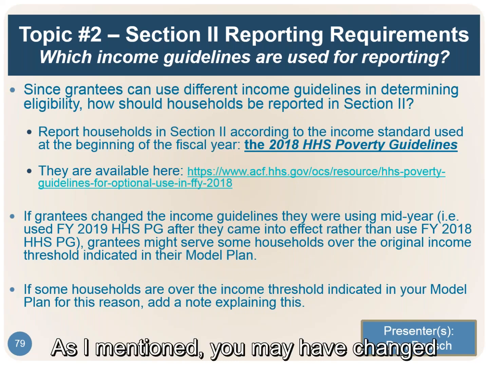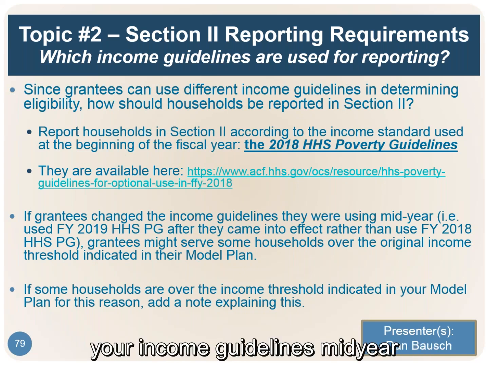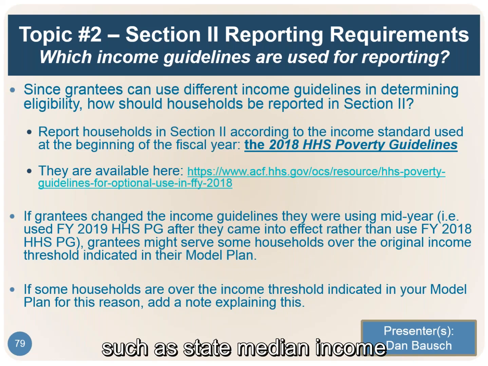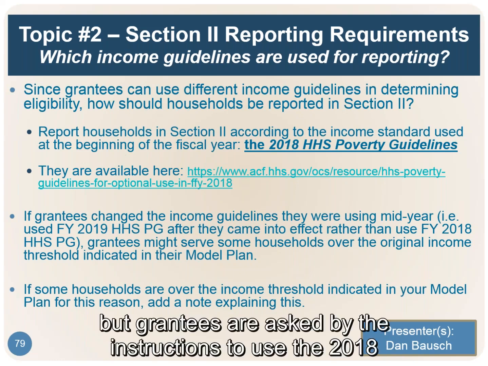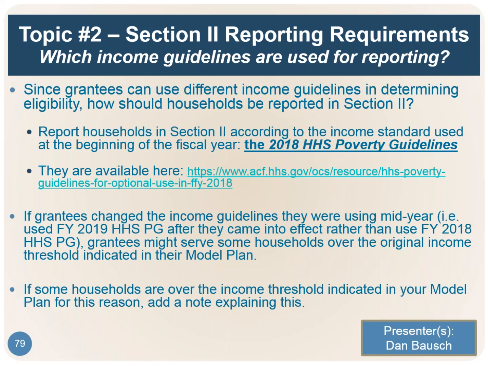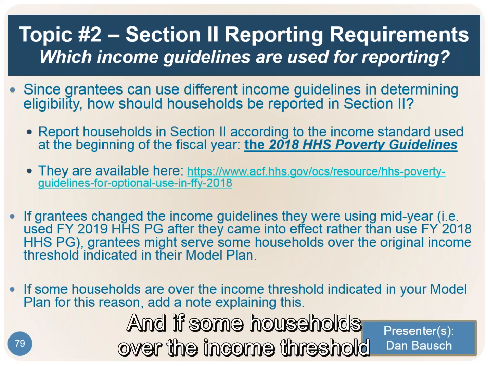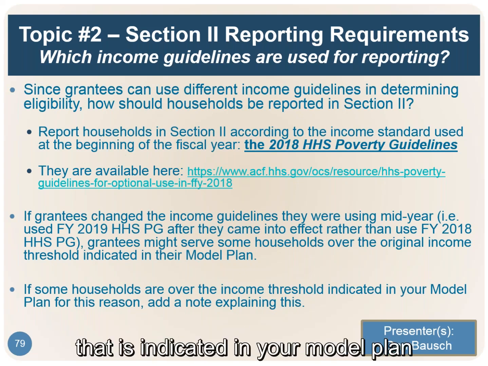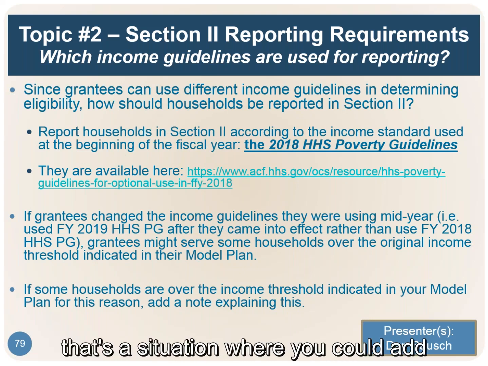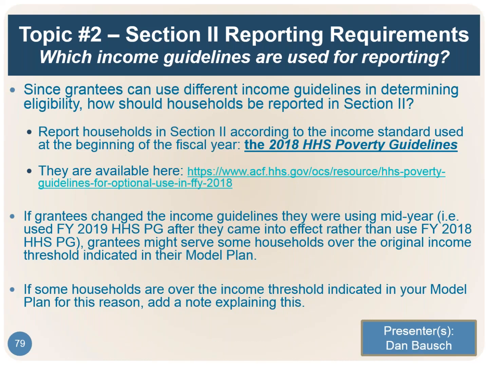As I mentioned, you may have changed your income guidelines mid-year. You may have used a different standard, such as state median income, but grantees are asked by the instructions to use the 2018 HHS poverty guidelines for reporting in this section. And if some households are over the income threshold that's indicated in your model plan when you're reporting here, that's a situation where you could add a note that explains that.